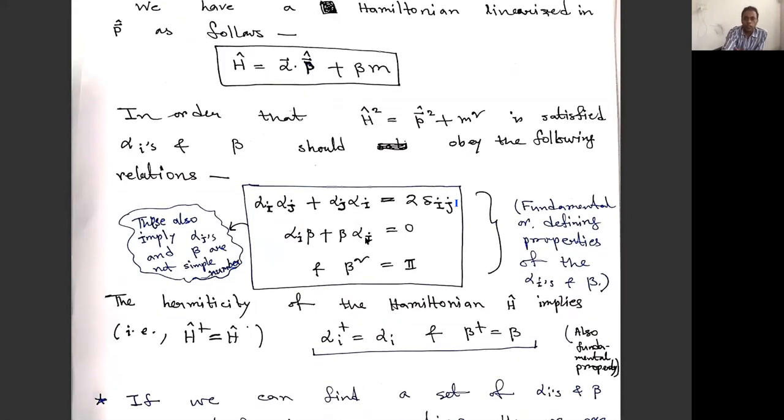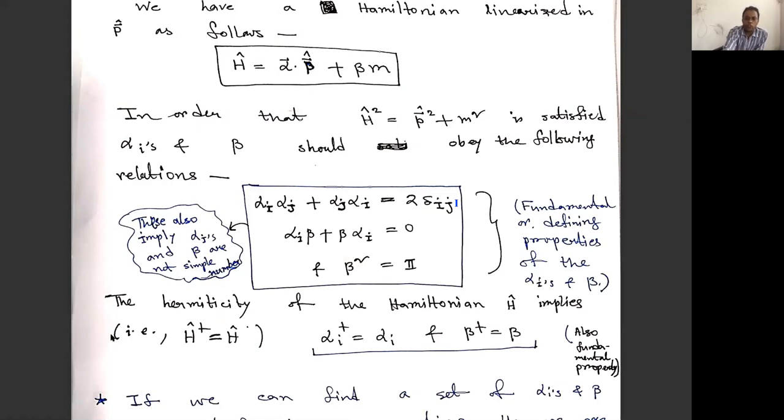So one more thing is that this property is the fundamental property, or the defining property, of alpha and beta. Okay. So if I ask what is the definition of alpha and beta, there is no other definition. This is the only place where we define them. The alpha and beta should satisfy this relation. And in addition, there is the Hermiticity of the Hamiltonian.